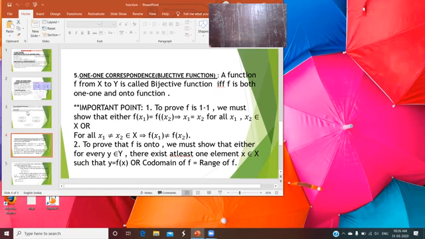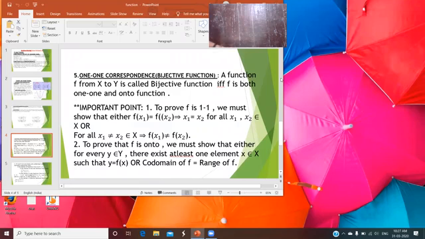If you want to prove that the function is a 1-1 function, or if you want to check it, you have to adopt the second method, x1 not equal to x2. Here you have to take two distinct elements of the domain of f and put those values in the given function. If the values of the function are not different, it is not 1-1. If they are different, you can say the function is a 1-1 function.